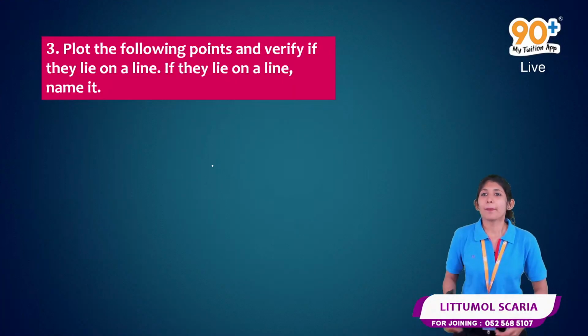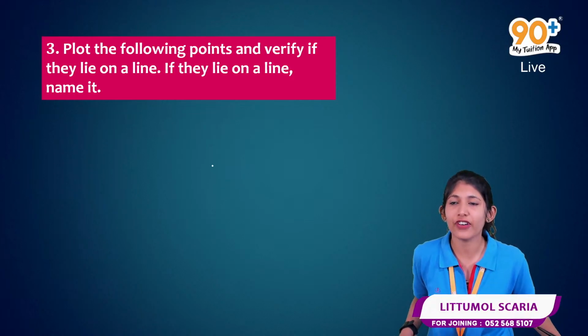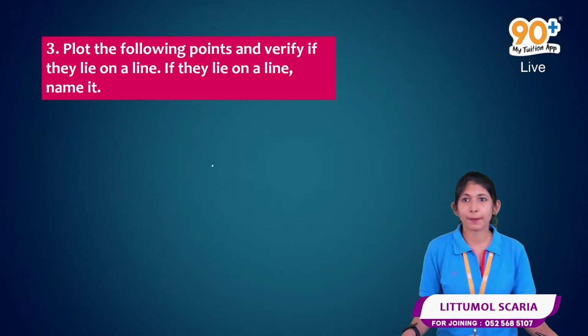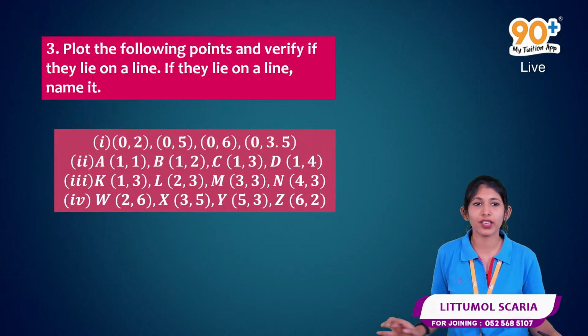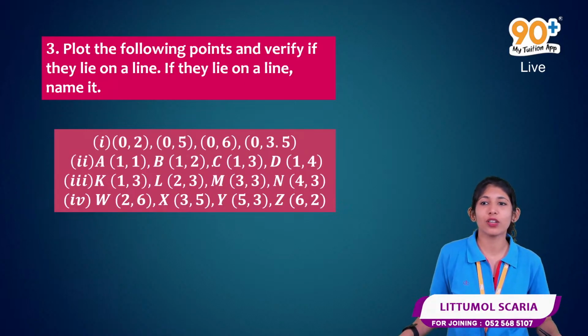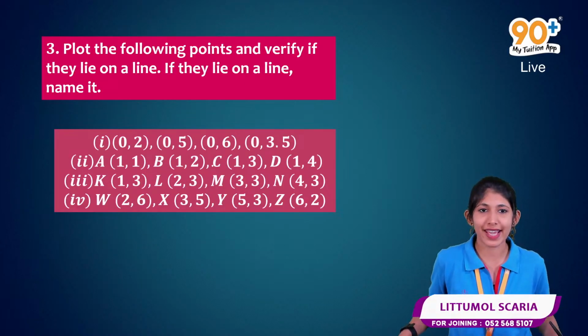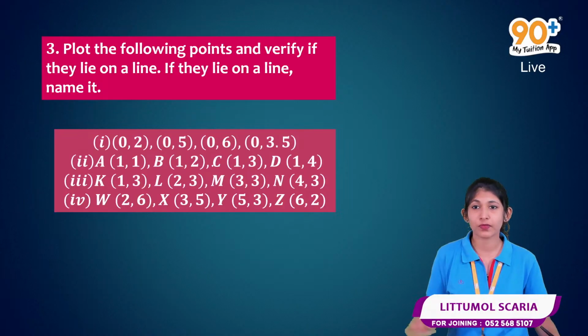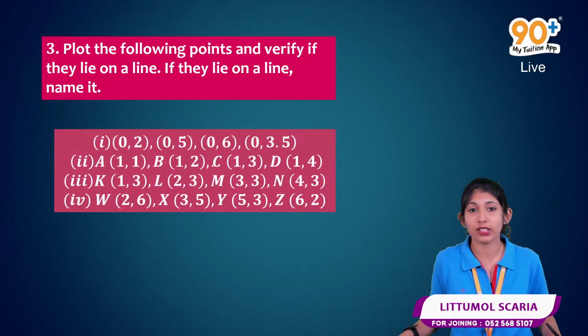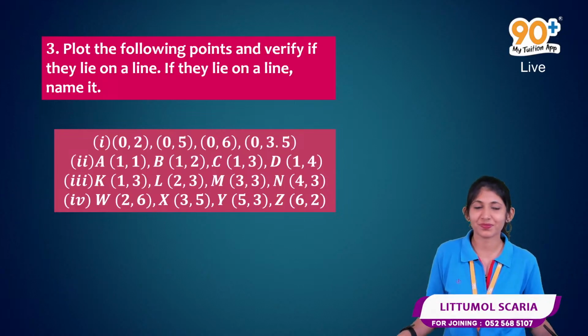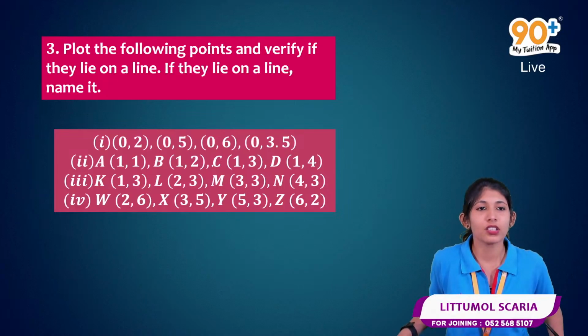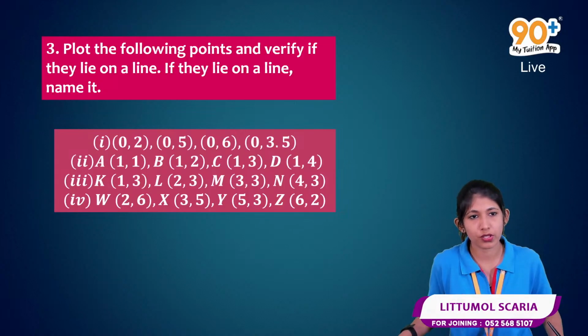Next question. Plot the following points and verify if they lie on a line. Okay, now here come your points. And if they lie on a line, name it. So yes, start drawing and tell me whether they lie on a line or not. Okay, quickly. 3, 4 means 3 points from 0 on the x-axis and 4 points from the origin on the y-axis.